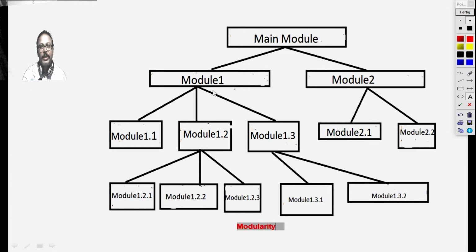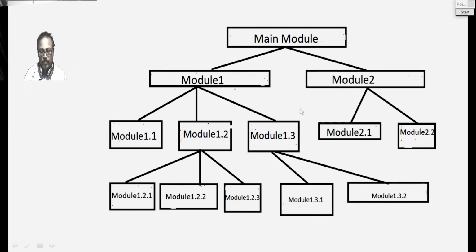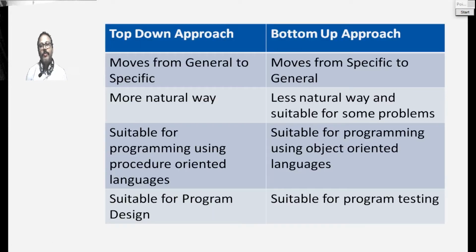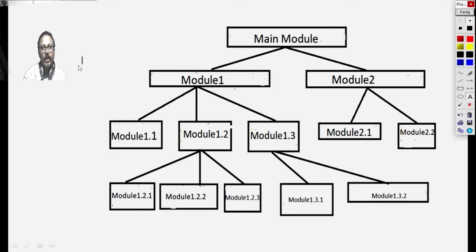So, hierarchical chart, hierarchical representation. So, the difference between top-down approach and bottom-up approach. Okay, this is the modularity diagram. So, there are two approaches to arrive at this diagram. One is top-down approach, start from this one and go down. The other one is start at the bottom and go up. So, top down and then bottom up.